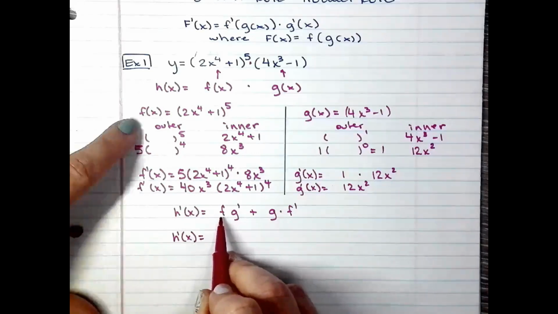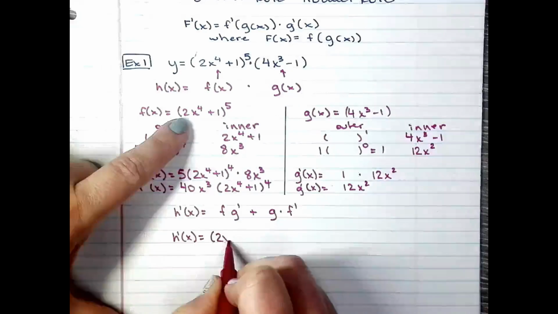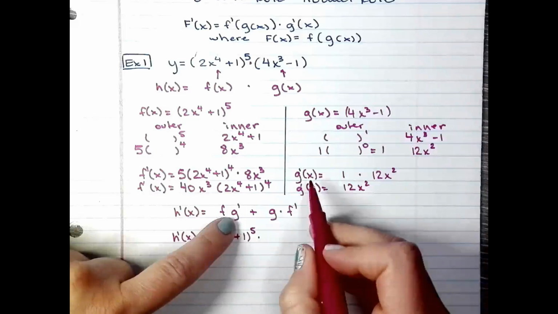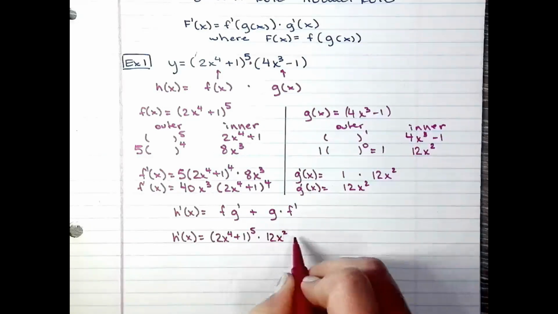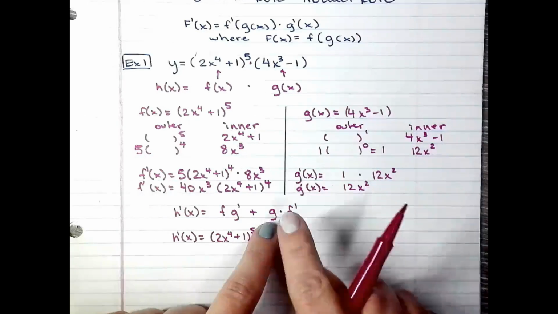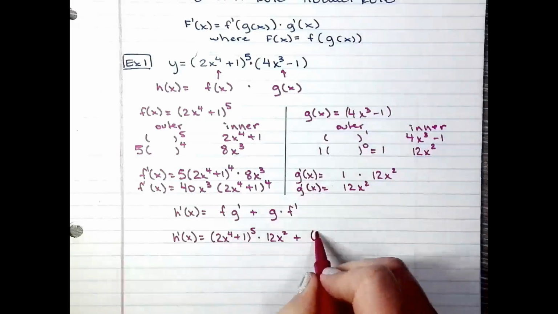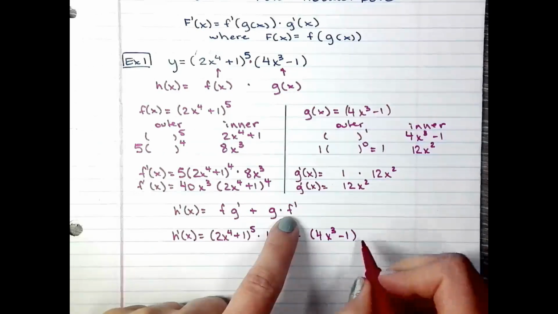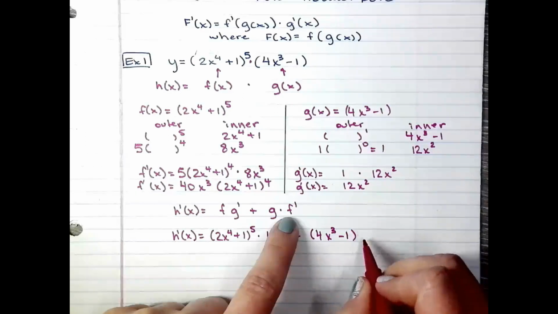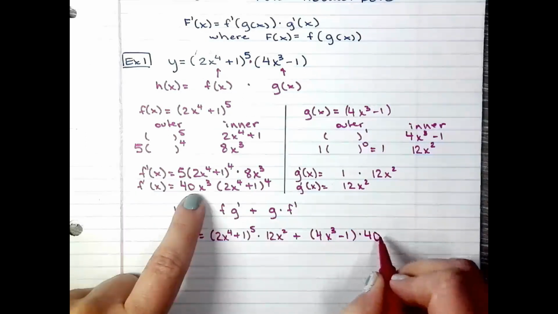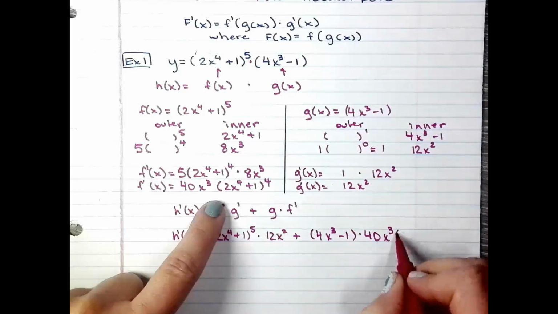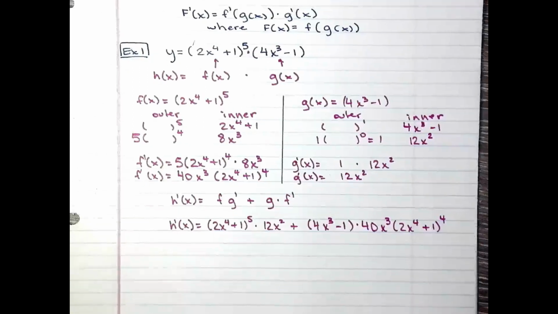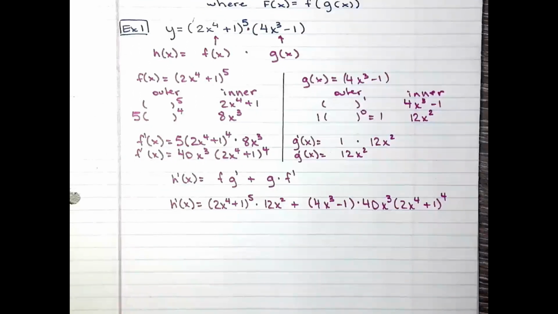All right. So function f right there times the derivative of g plus function g times the derivative of function f. This whole thing. It looks intimidating, but we got this.